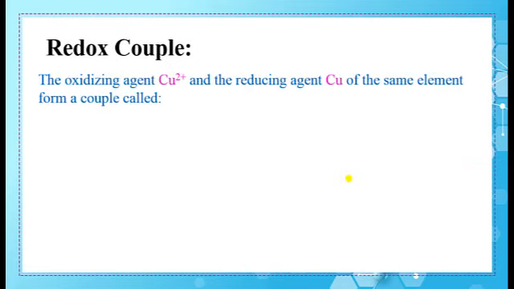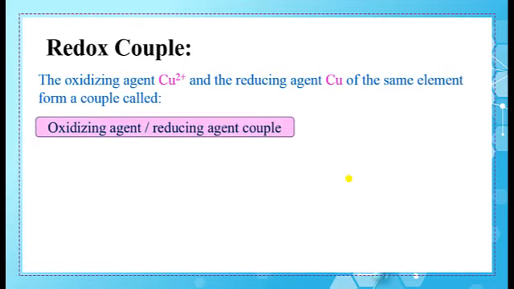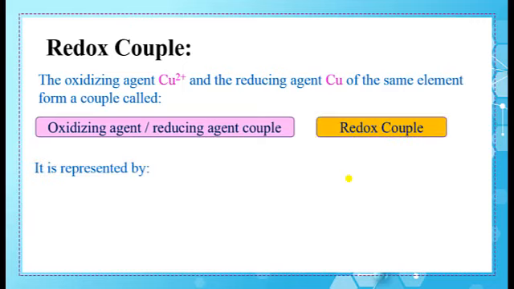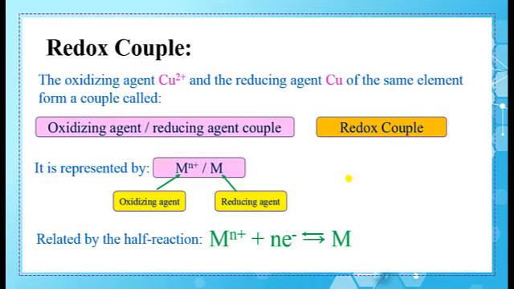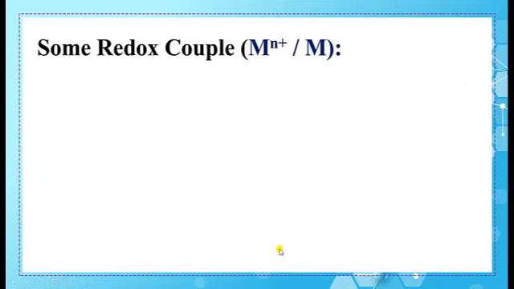Now, the oxidizing agent Cu2+ and the reducing agent Cu of the same element form a couple, which is called an oxidizing agent, reducing agent couple, or we can abbreviate it as redox couple. It is represented by Mn+/M. First, we have to write the oxidizing agent, then we have to write the reducing agent. They are related by the half reaction, which is Mn+ plus n electrons give M, or M gives Mn+ plus n electrons.